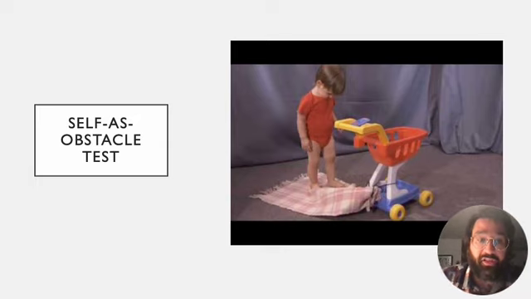Another one we're going to look at is the self-as-obstacle test. This is another interesting video that you'll watch. The idea here is that the baby is asked to push a cart, but they're standing on a blanket that's tied to the cart. The baby tries to push the cart, but has to realize that in order to move it, they have to step off of that blanket. That would indicate some recognition that they are the obstacle keeping the cart from moving, so they have to move off of it. Again, this would point to an emerging sense of differentiating between me and the objects around me.